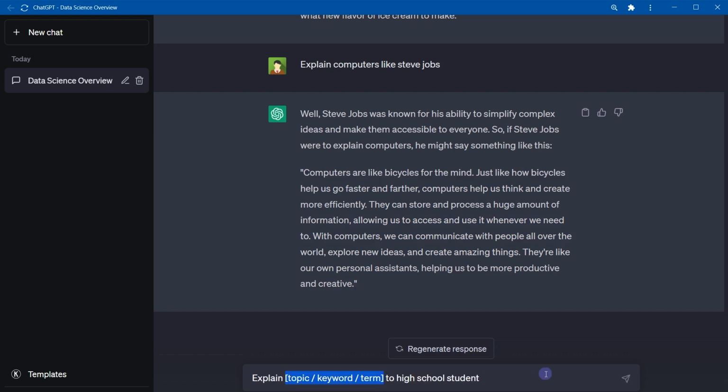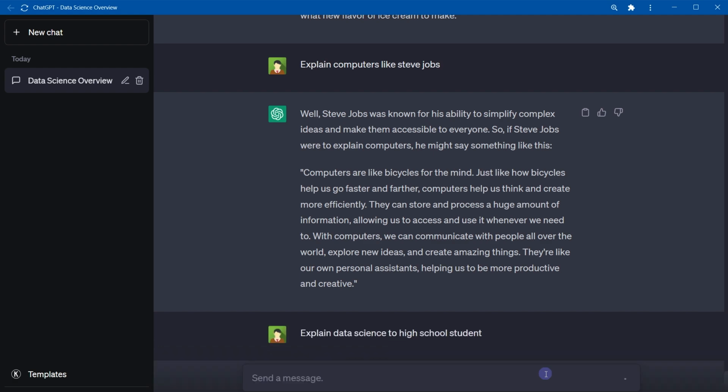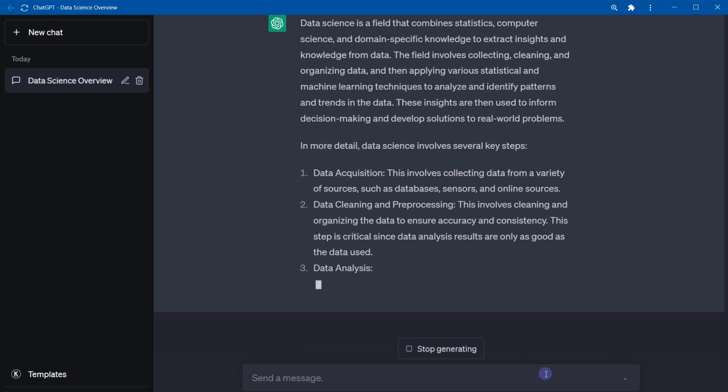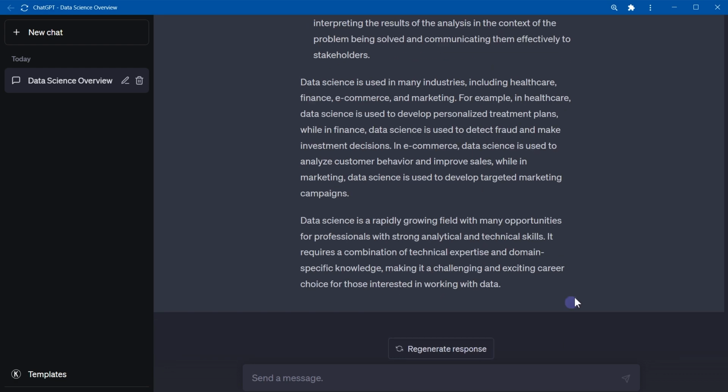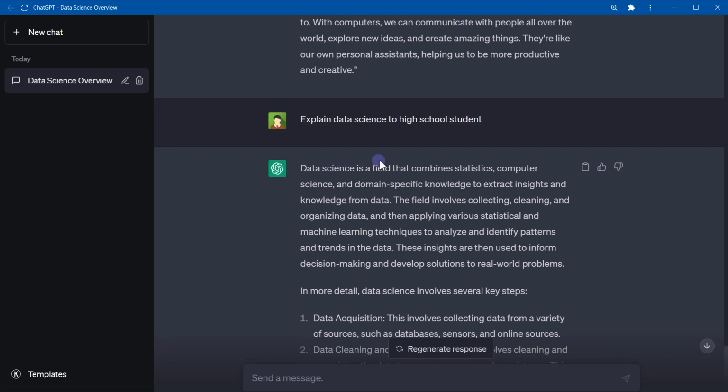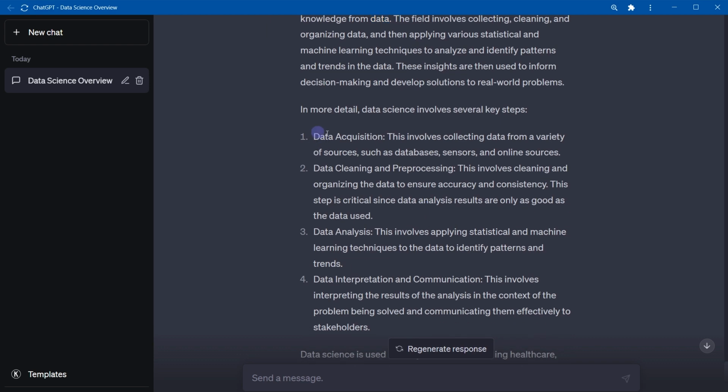Then explain topic to high school student. Now here we have more details. Data science is a field that combines statistics, computer science, and domain-specific knowledge to extract insights and knowledge from data. Data science involves several key steps: data acquisition, data cleaning and pre-processing, data analysis, data interpretation and communication, and so on.